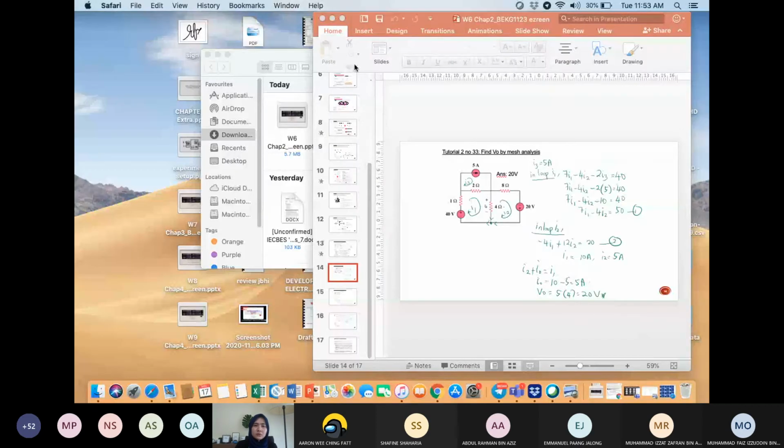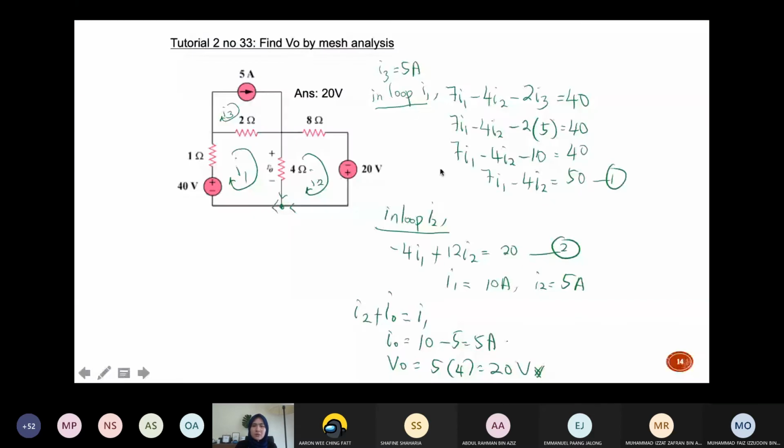So the tutorial 2 for question 33 is this one. I don't think I want to discuss. Basically, the flow is the same as the previous examples. Just find the KVL equation and then solve for the simultaneous equations and so on. Over here you actually already have the calculation.